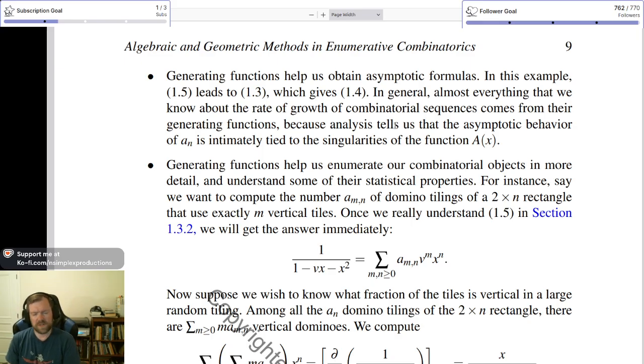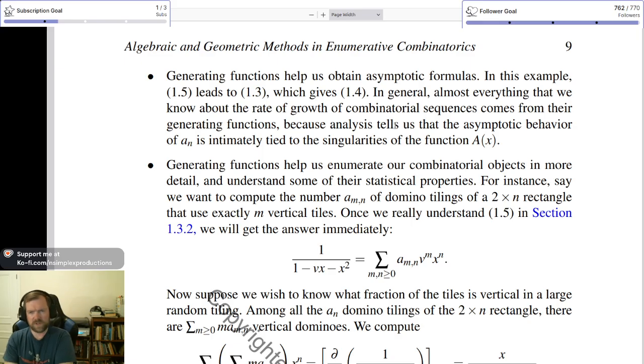Generating functions help us obtain asymptotic formulas. In this example, 1.5 leads to 1.3, which gives 1.4. In general, almost everything we know about the growth rate of combinatorial sequences comes from their generating functions, because analysis tells us that the asymptotic behavior of a_n is intimately tied to the singularities of the function A(x).